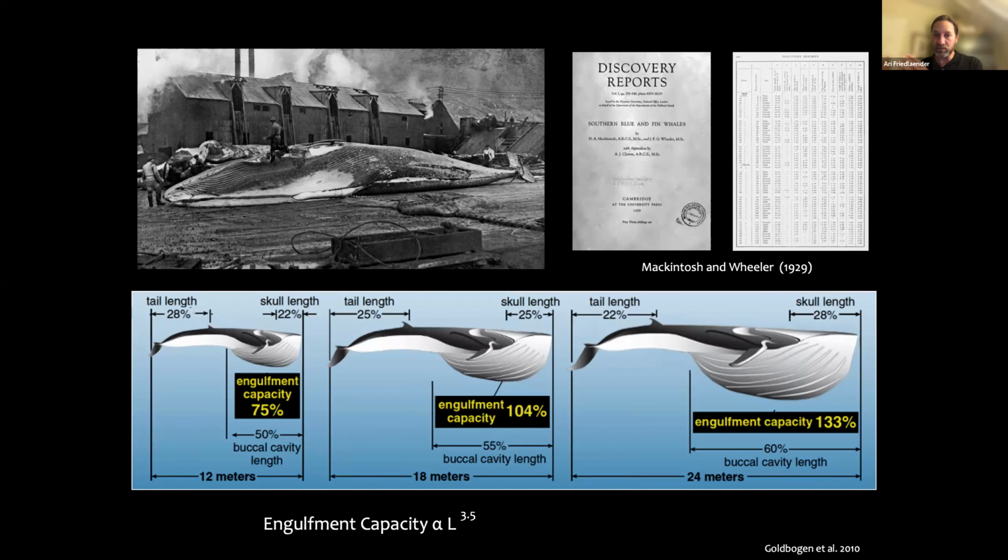But by the time you get to be a blue whale, you can actually get over 130% of your body weight in your mouth at one time. So if that whale weighs 100 tons, 133 tons of water can get into its mouth to process. It's a massive amount, and it's one of the reasons that these whales can be so efficient and can feed as much as we believe that they can.